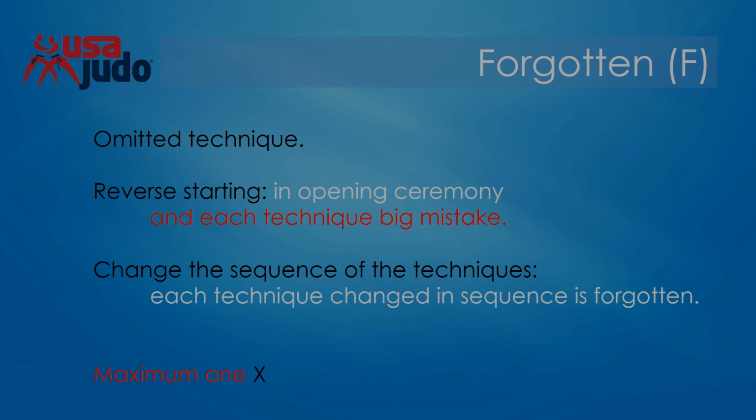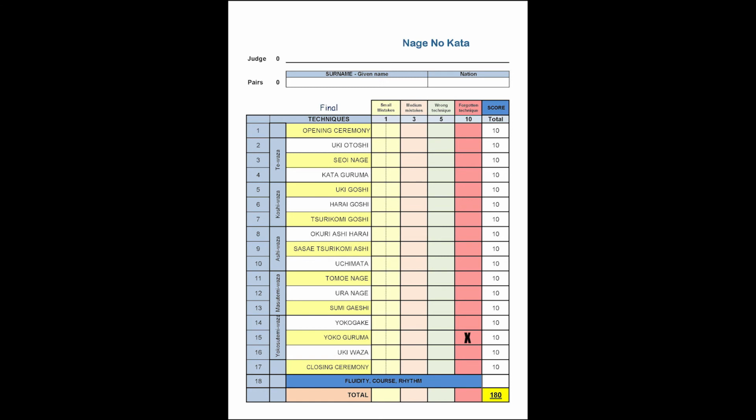Okay? And on the score sheet, you have just 1 cross for forgotten technique. It's the last one. A cross. Forgotten, it's 10, it's minus 10. That means 10 minus 10, 0.